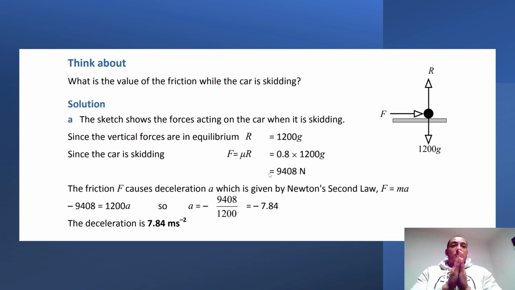The friction causes deceleration, which is given by Newton's second law, as I stated earlier in the presentations, which is force equals mass times acceleration. Since it's decelerating, it's negative 9,408 equals 1,200, the mass of the car, and we're looking for the acceleration or the deceleration, so multiplied by the variable a. So you move the numbers around and you conclude with a equals negative 9,408 over 1,200, which will then get us negative 7.84 meters per second squared. This is the value for the deceleration.